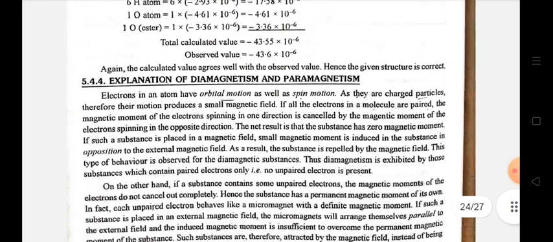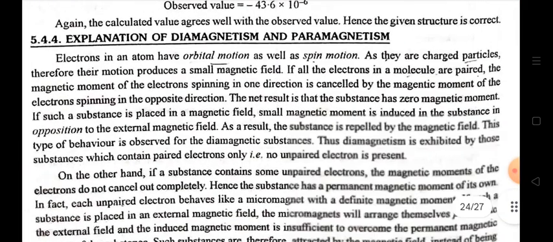Explanation of diamagnetism and paramagnetism. Electrons in an atom have orbital motion as well as spin motion. As they are charged particles, their motion produces a small magnetic field. If all the electrons in a molecule are paired, the magnetic moment of the electron spinning in one direction is cancelled by the magnetic moment of the electron spinning in the opposite direction. The net result is that the substance has zero magnetic moment.